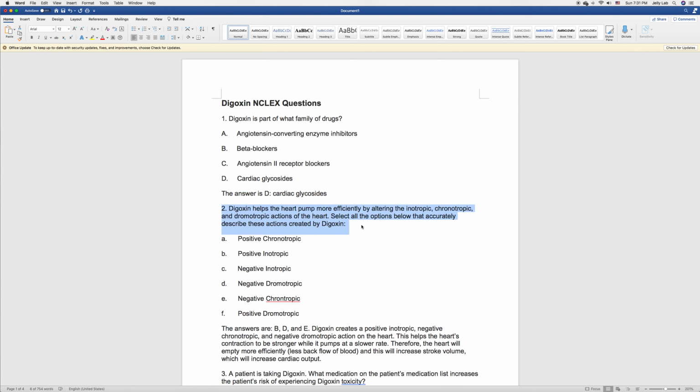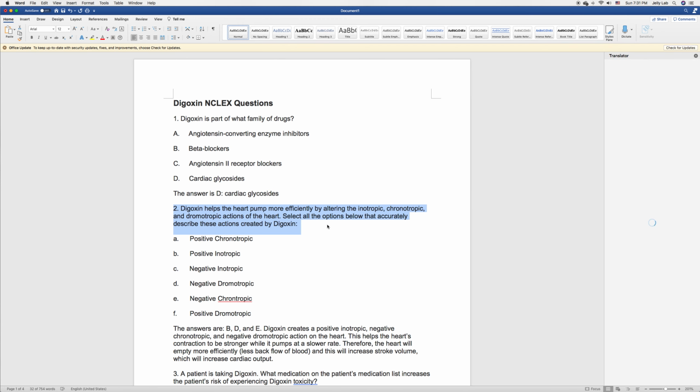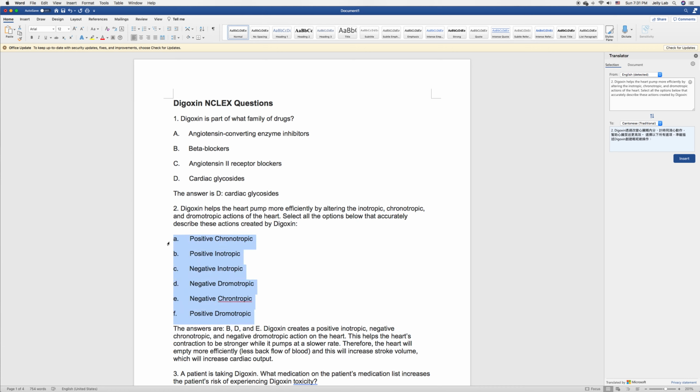2. Digoxin helps the heart pump more efficiently by altering the inotropic, chronotropic, and dromotropic actions of the heart. Select all the options below that accurately describe these actions created by digoxin. A. Positive chronotropic, B. Positive inotropic, C. Negative inotropic, D. Negative dromotropic, E. Negative chronotropic, F. Positive dromotropic.